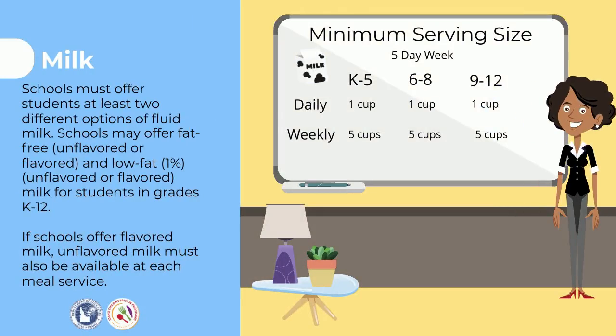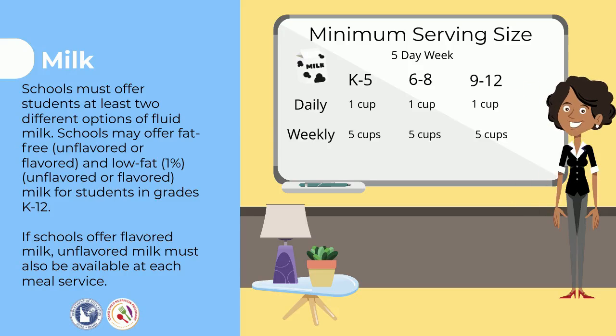Schools must offer students at least 2 different options of fluid milk. Schools may offer fat-free unflavored or flavored milk and low-fat unflavored or flavored milk for students in grades K through 12. If schools offer flavored milk, unflavored milk must also be available at each meal service.